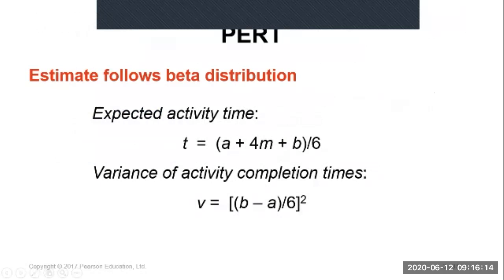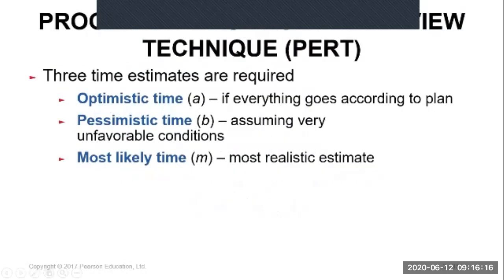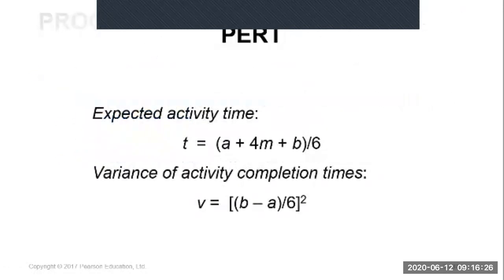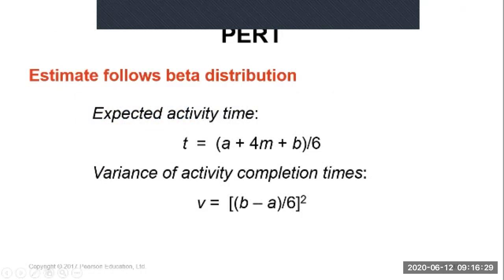Okay, based on what you identify, remember, go back. So optimistic time we assign as A, pessimistic time B, and most likely time is M. Based on these 3 times, we will estimate time for each activity. How do you estimate time for each activity? Based on this formula. A, remember, is for optimistic time.